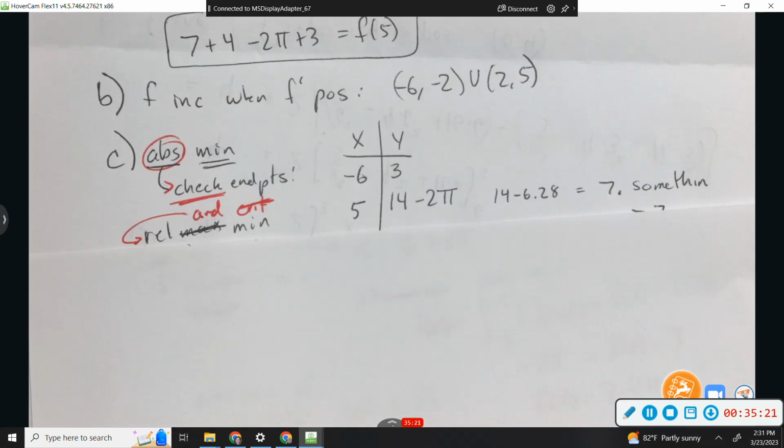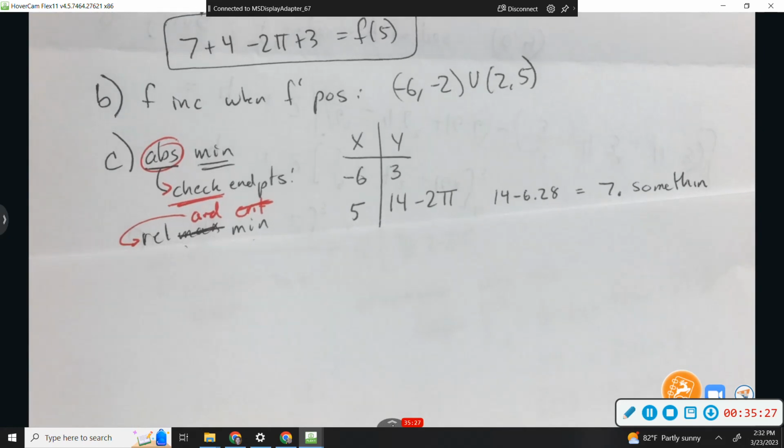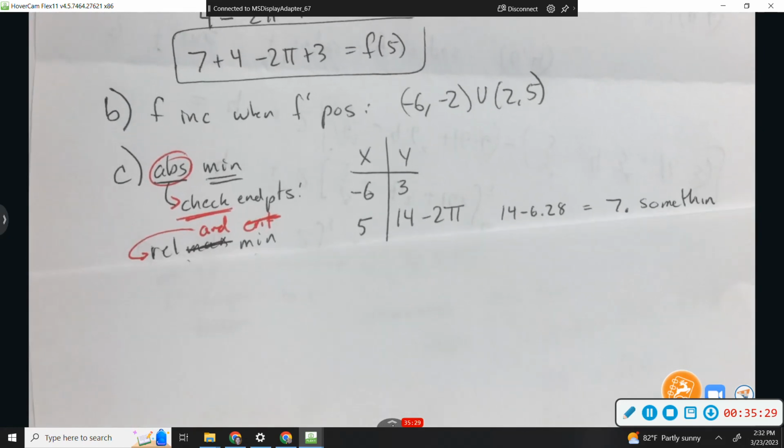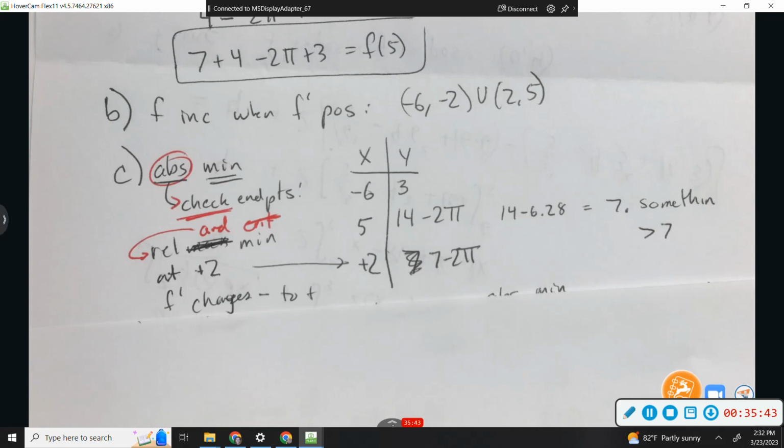So I've got my 2 endpoints already, because we found those already. And then a relative minimum would happen, I misread the question the first time I did it, where f prime changes from negative to positive. And that happens at x equals 2. So then I've got to find f of 2.